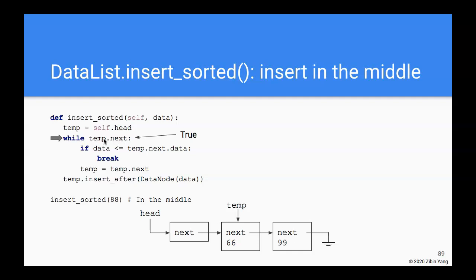to check this condition. Okay, is temp.next pointing to something? Yes, it is. We stay in the loop. Now we check, is 88 less than temp.next.data, which is 99? Well, 88 is less than 99, so it's true, and we break out of the loop. And now we insert. temp is pointing to 66, so we're inserting 88 after 66. So after we're done, we check the list, and good, it is still in sorted ascending order.